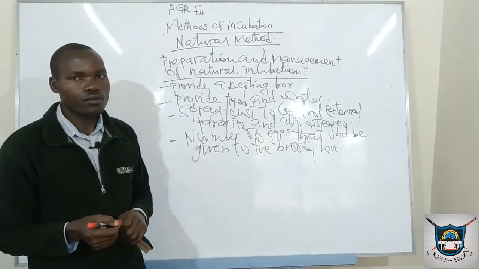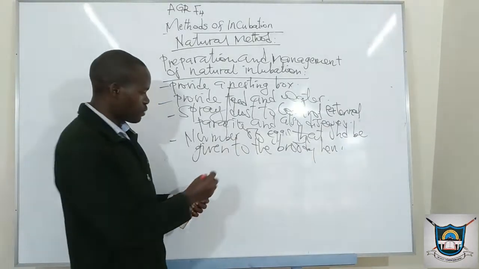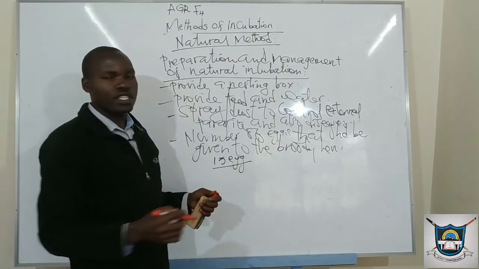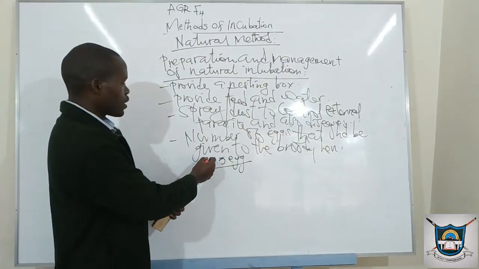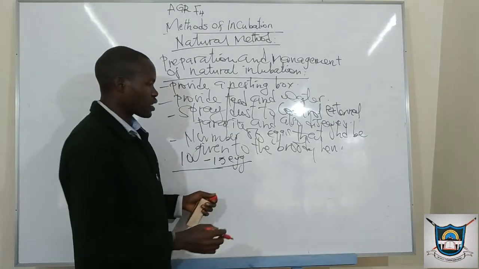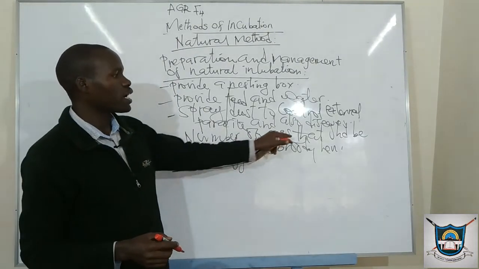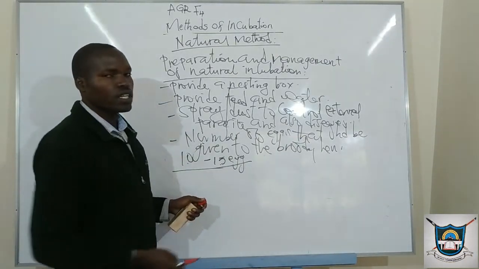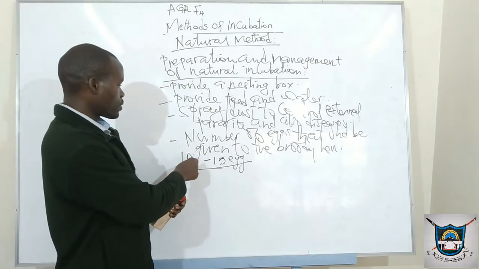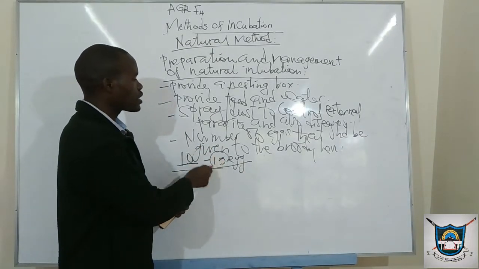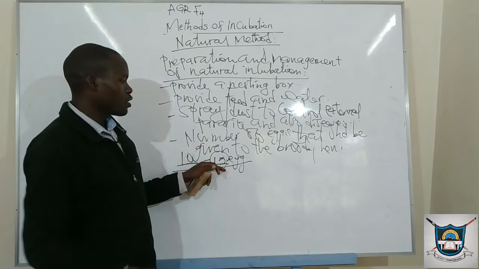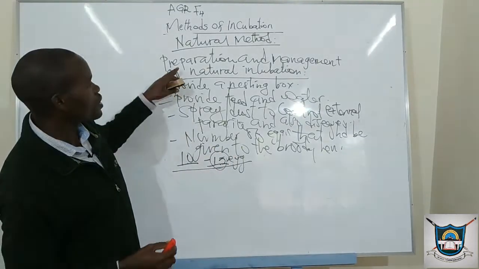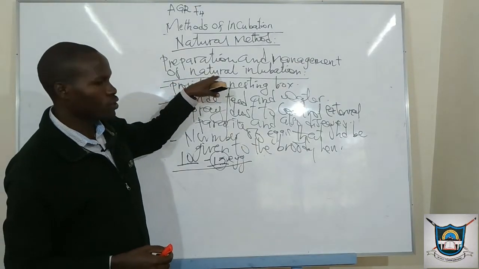For instance, a large hen can be given like 15 eggs, but a medium-sized hen should be given 10 eggs. Generally, we are saying that the number of eggs which should be allowed to be sat on by the brood hen should range between 10 to 15 eggs. Whereby, if your hen is of medium size, you give it 10 eggs, and if it is of large size, you can give it up to 15 eggs. Those are the right management practices which should be taken during natural incubation.